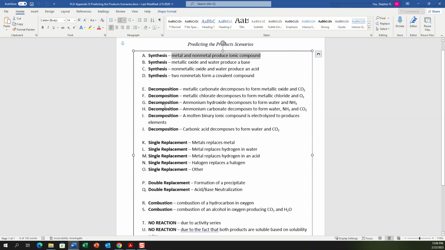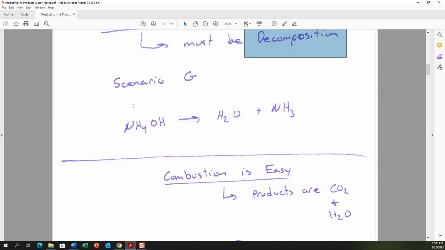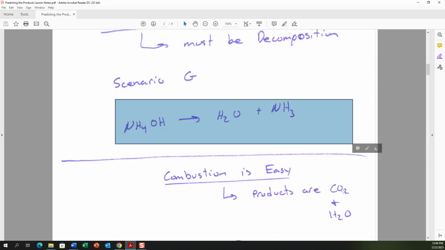If we look at scenario G, it tells us exactly what we're going to get. It tells us ammonium hydroxide decomposes to form water and NH3. Well, our one reactant was ammonium hydroxide, so scenario G must be happening, and it tells us the products are water and ammonia. So that's the easiest one. Boom, it told me. So here's my reaction, and it's balanced, all right?